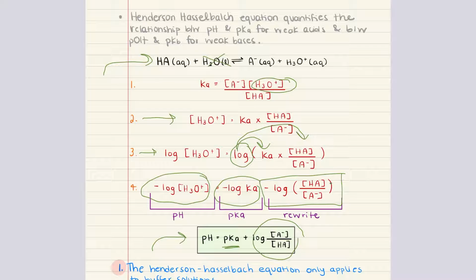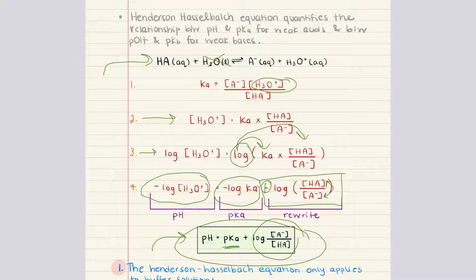If we flip the numerator and denominator, then this negative sign changes to a positive sign, which is done for this Henderson-Hasselbalch equation, and that is our final form. This version of the equation allows us to directly relate the pH of the buffer to the concentrations of the weak acid and its conjugate base.